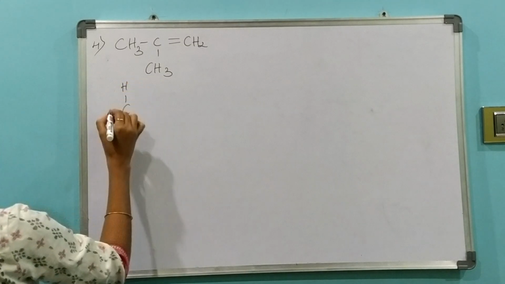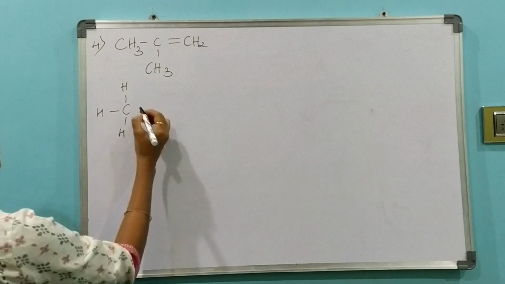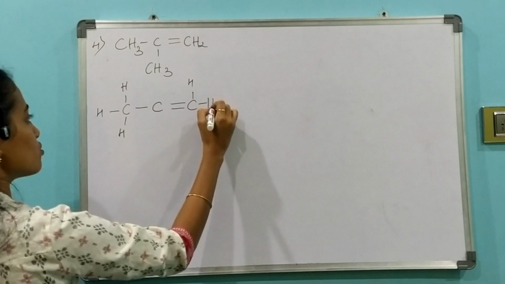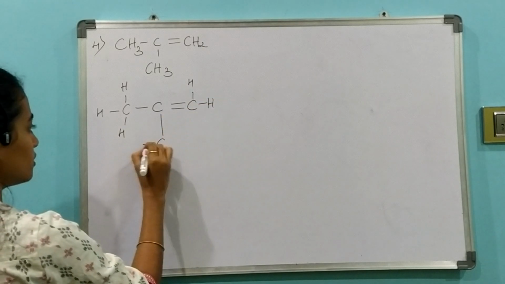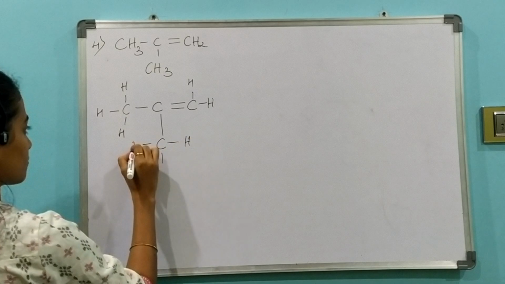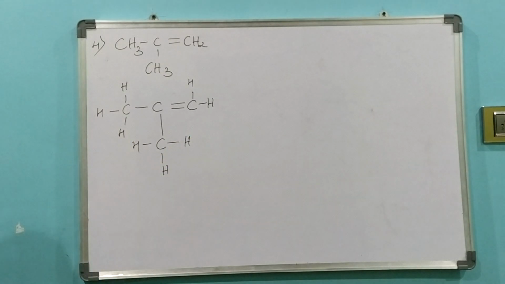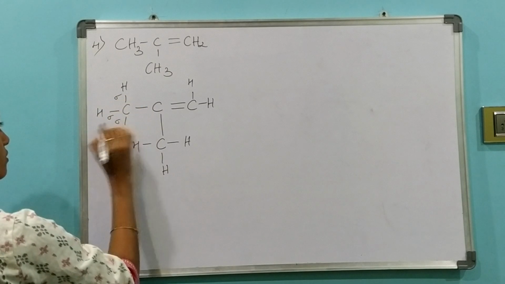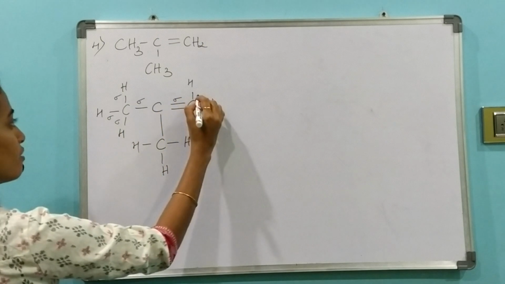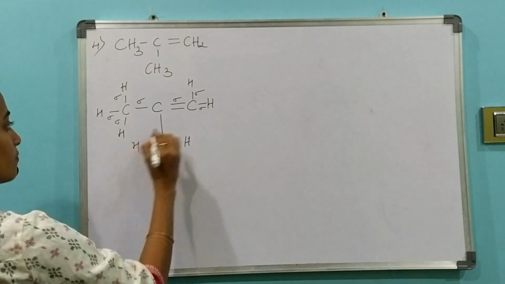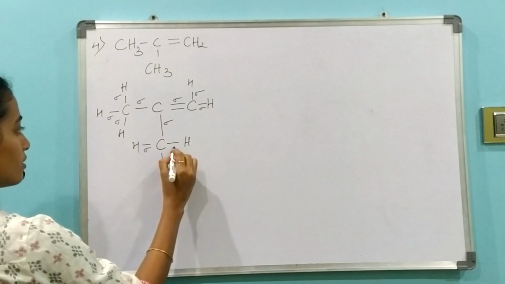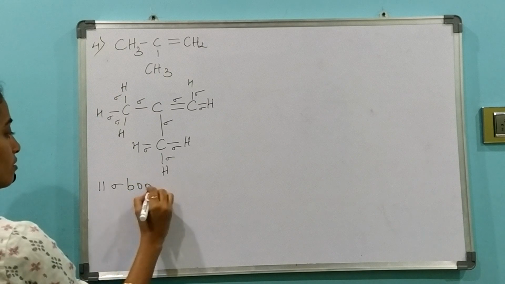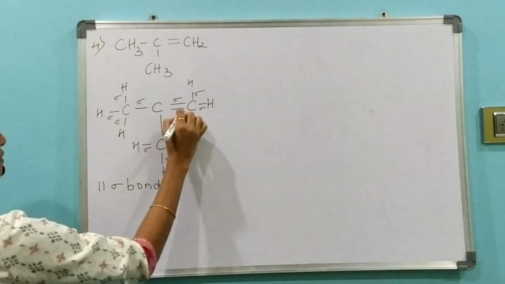Write the structure, that is CH3, single bond C, double bond CH2. Here you have 1 more carbon with 3 hydrogens. Now start calculating your sigma bonds and pi bonds. Here you have 1 sigma, 2, 3, 4, 5, 6, 7, 8, 9, 10, 11. So total you have 11 sigma bonds here and you have 1 pi bond.